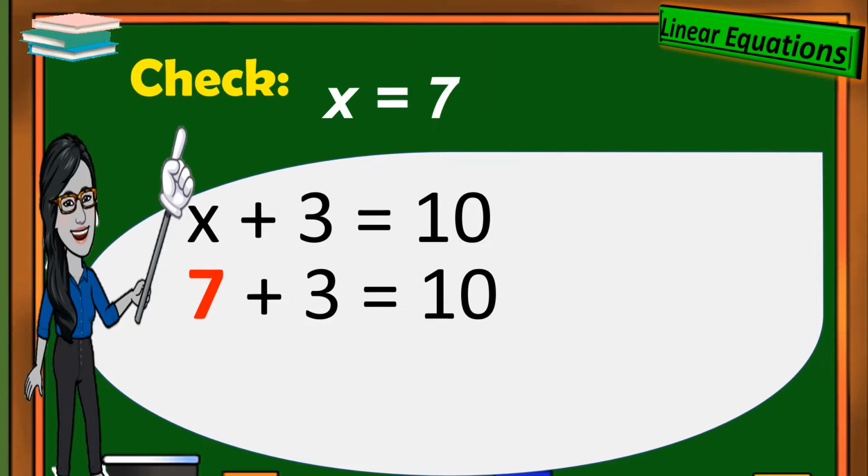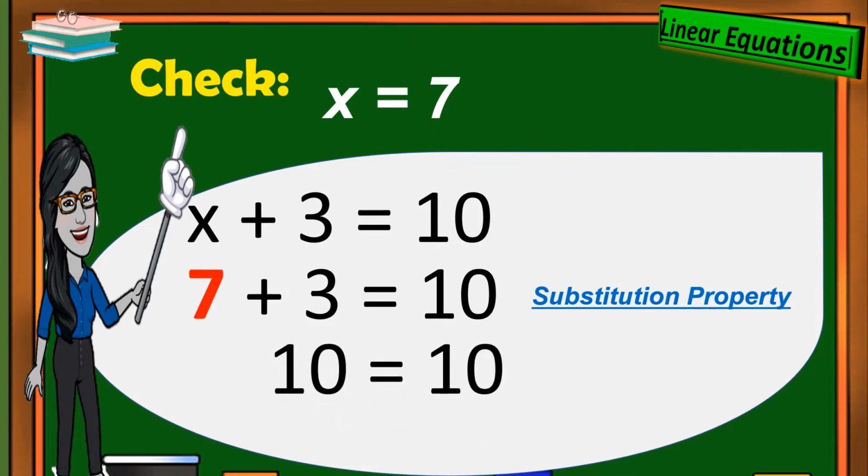Anong property of equality yan? Nakita nyo? Sinubstitute natin, di ba? So, that is substitution property of equality. And then, 7 plus 3, solve natin. 7 plus 3 is equal to 10. Okay, so 10 is equal to 10. O, pareho sila. Anong property yon? So, that is reflexive property of equality. So, therefore, our answer is correct because our statement here is true. Check. Okay?